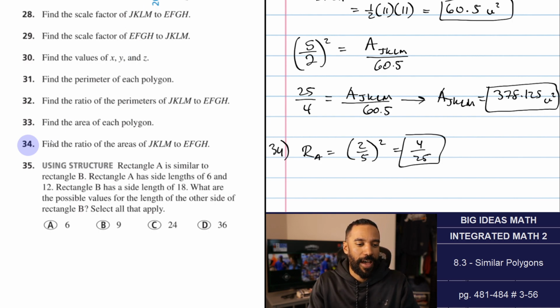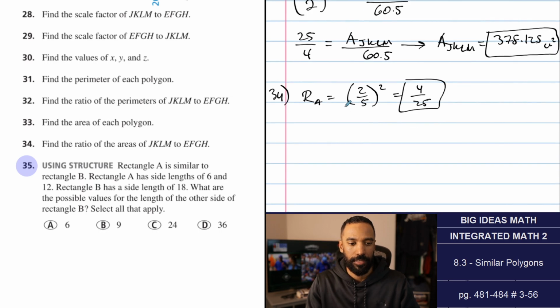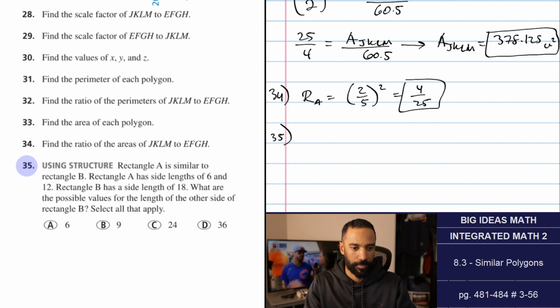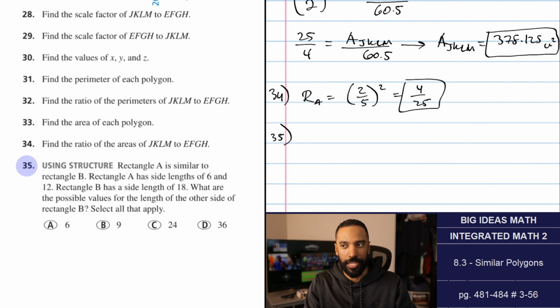Okay, number 35, using structure. Rectangle A is similar to rectangle B. Rectangle A has side lengths of 6 and 12. Rectangle B has a side length of 18. What are the possible values for the length of the other side of rectangle B? Select all that apply. Got it. Okay, I was going to say, what are you talking about? Okay, so here's the thing. They call everything here a length. They just call them side lengths.